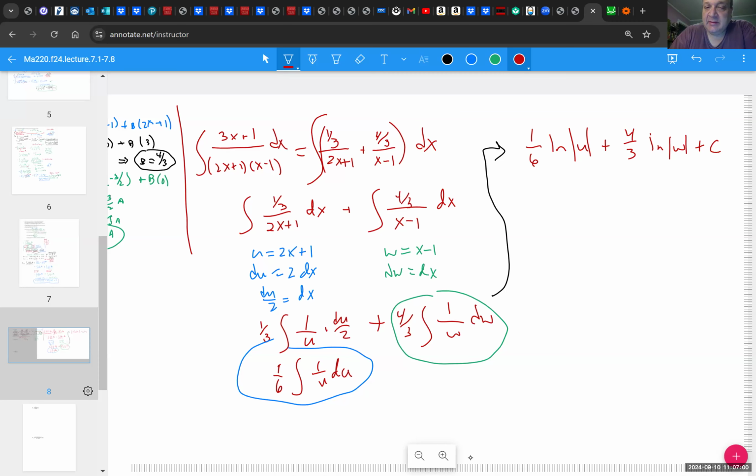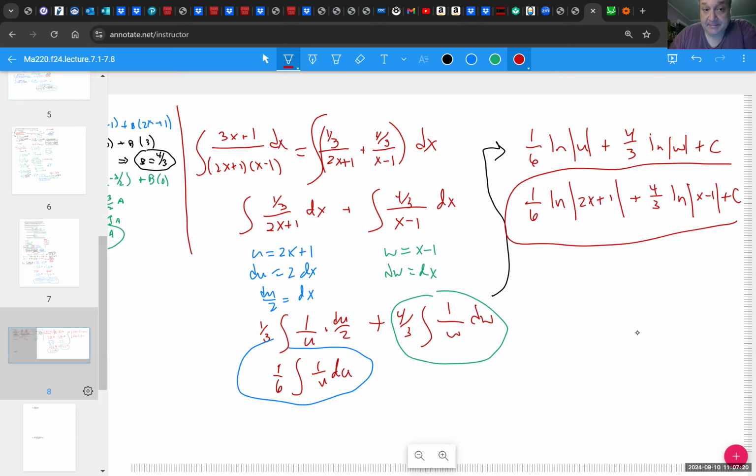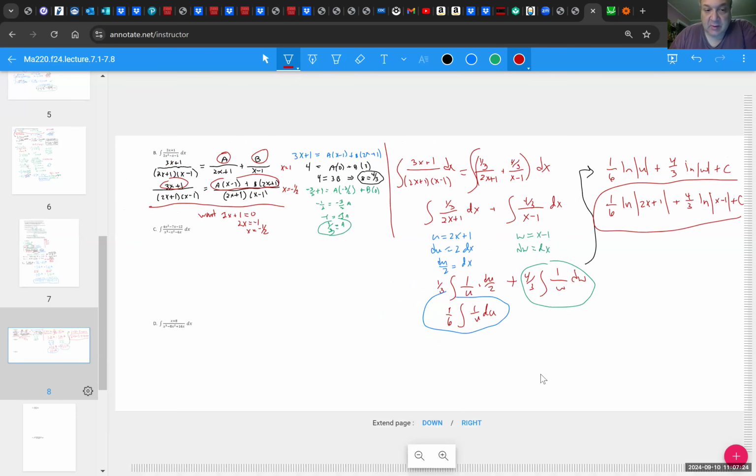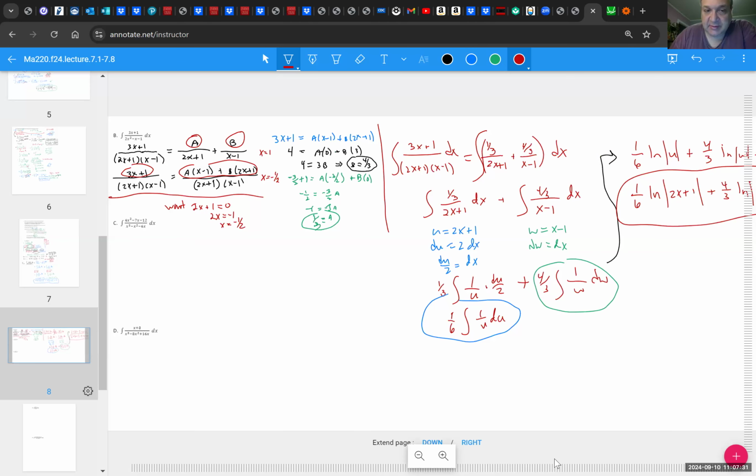I do have to put these back in terms of the original variable. So u, I know for my substitution, is 2x plus 1. And then w, according to my substitution, is x minus 1. And then that's the end of the problem. That is the answer to example B. Okay, so hopefully that's starting to make sense for you about how to use this partial fraction decomposition.